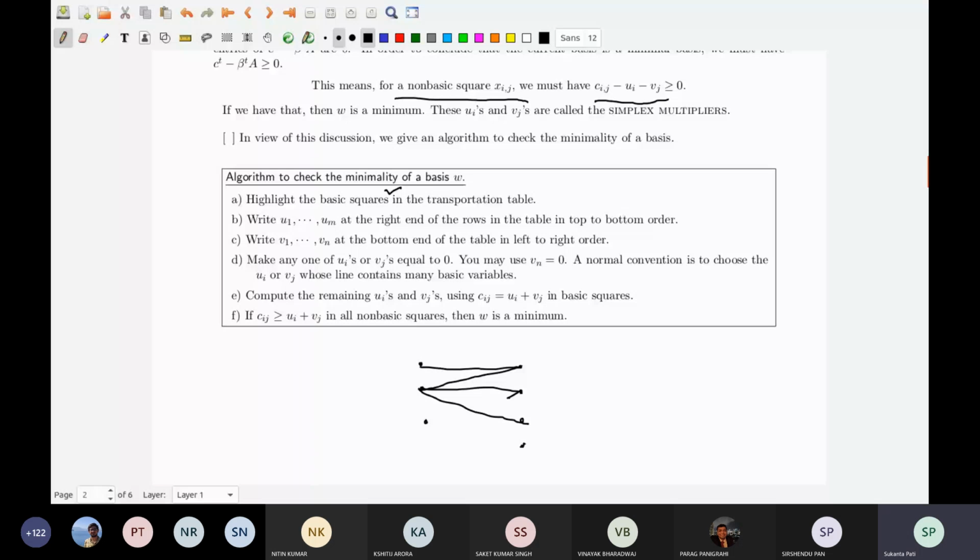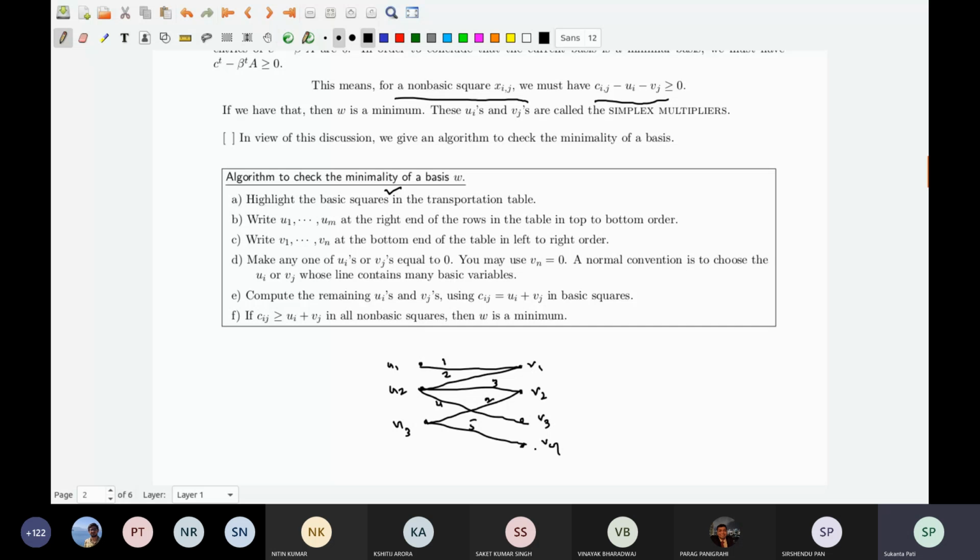Okay, and then you have your U1, U2, and a weighted tree, because the Cij are the weights. So let me write the weights here: 1, 2, 2 is the bottom one, 3, 4, 2, 5. Okay, U1, U2, U3, V1, V2, V3, V4. And you have taken V4 equal to 0.